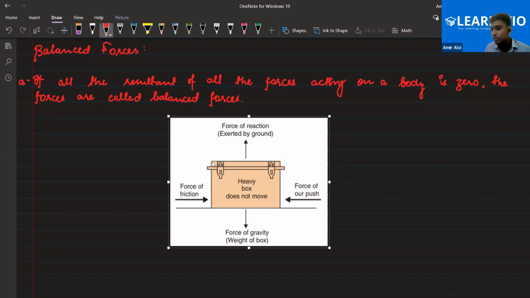It means that the forces in this case are balanced. There is no movement at all. Is this clear to all of you? Please let me know. Yes, sir. Okay. So that is the case of balanced forces.